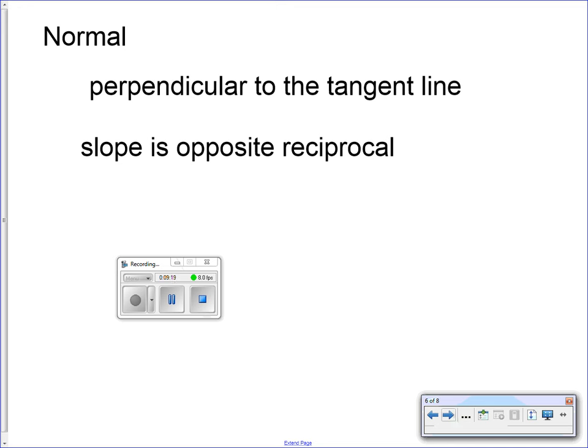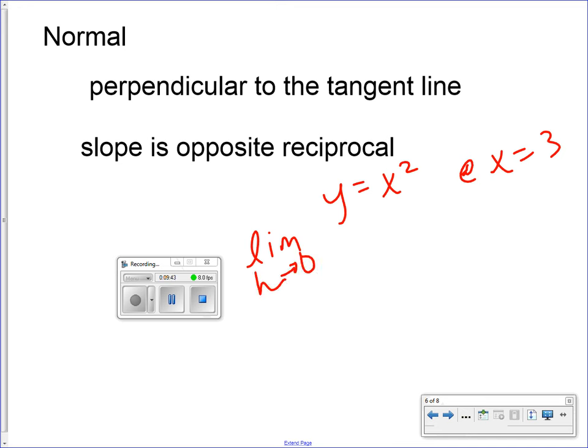You might also be asked to find a normal line. A normal line is perpendicular to a tangent line. It's the exact same process, except that the slope is the opposite reciprocal. So an example, let's use the same one. Y equals x squared. Let's do a different point just to have some variety. Let's do this at x equals 3. So I'm going to follow the same process, but I'm going to find the limit as h approaches 0 at 3.